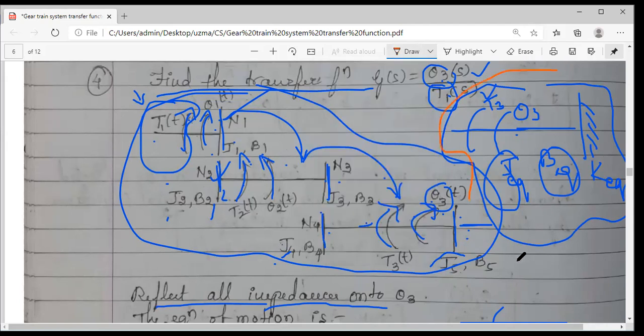This diagram you have to draw. This is your shaft 3. Here the difference is J and B. They are equivalent values. Don't consider K. It is not given in the question. So include torque and theta. Fine. So this is your equivalent mechanical system which is not having the gear trains.